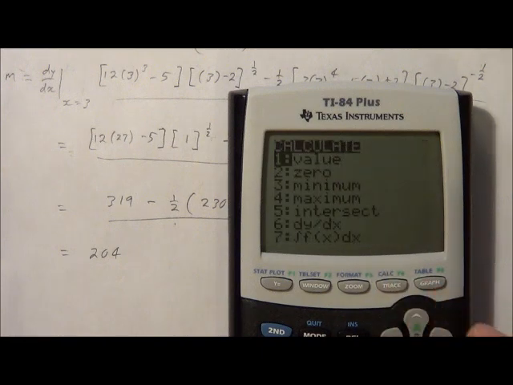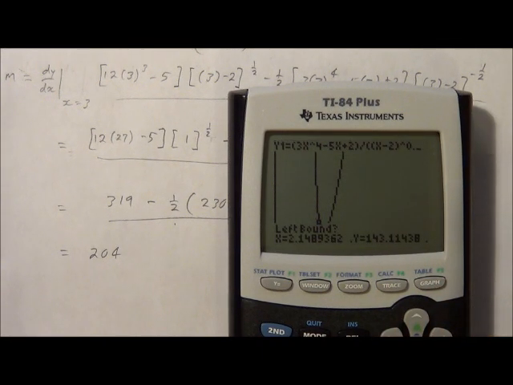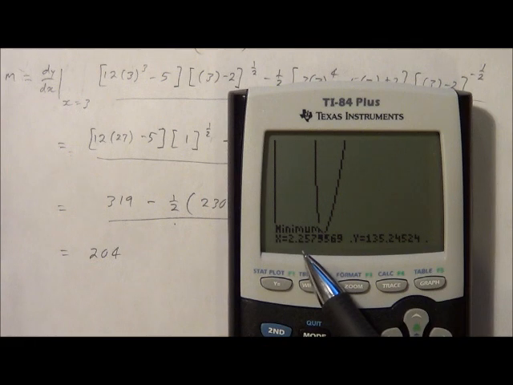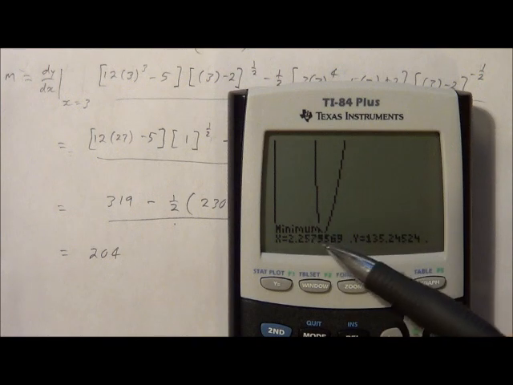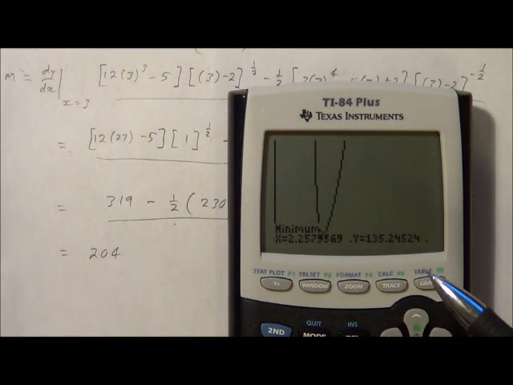So let me just calculate the minimum. So the left bound is where the cursor is. The right bound, I'll go over to the right side of the minimum. I'm not going to guess. And it looks like the minimum is when x is at 2.25, 2.26, y is 135.245-ish. So that minimum is well above the x-axis.